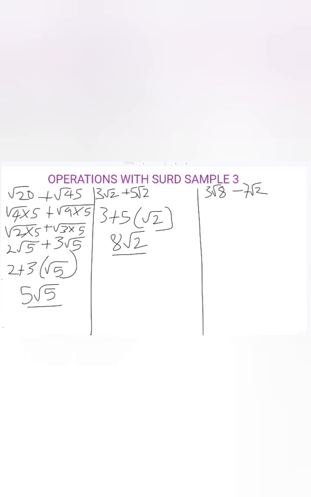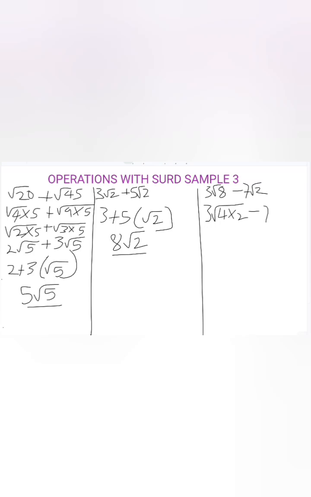Very short. And the next here, we have 3 root 8 minus 7 root 2. This one is a little bit different, but here's how we would go about it. Since we can actually reduce the number 8, and because in the number 8 there is 4, and 4 is a perfect square, the first thing, we write our 3 and we say root 4 times 2. Remember, 4 times 2 is 8, right?